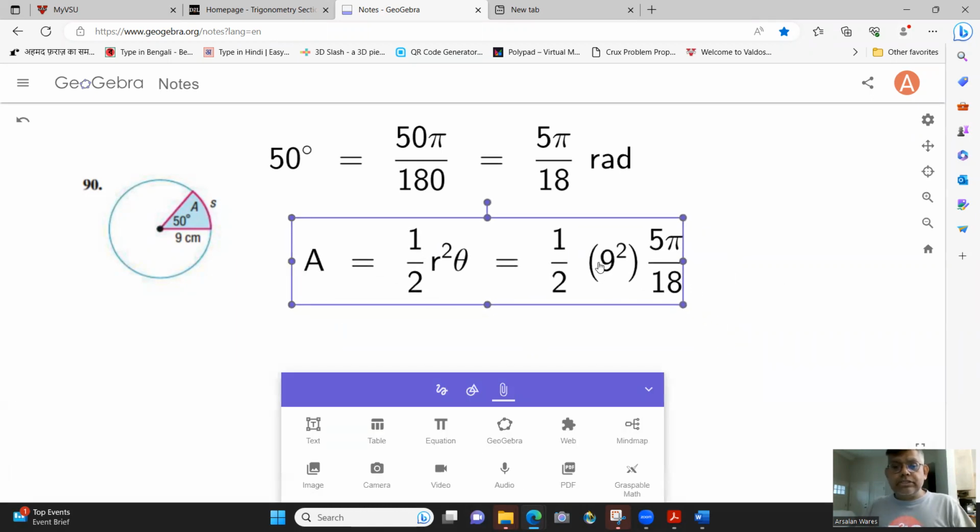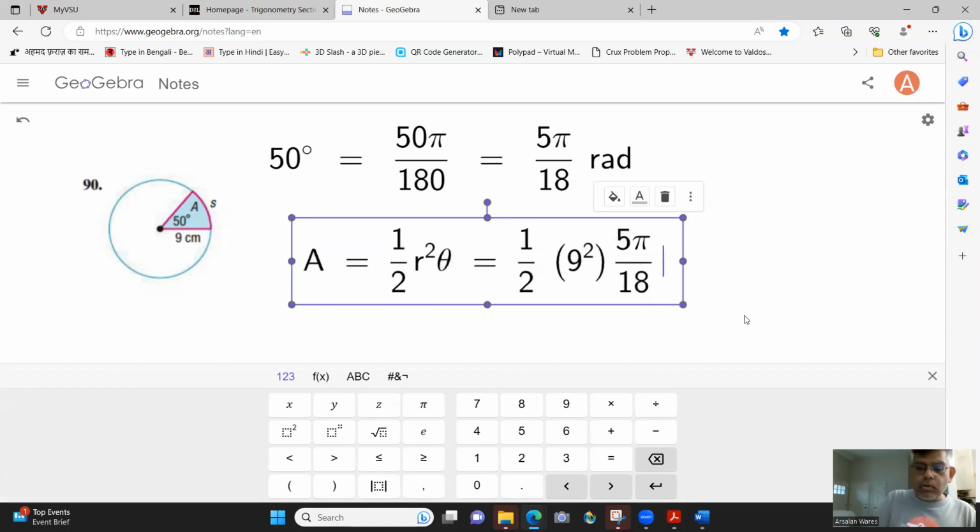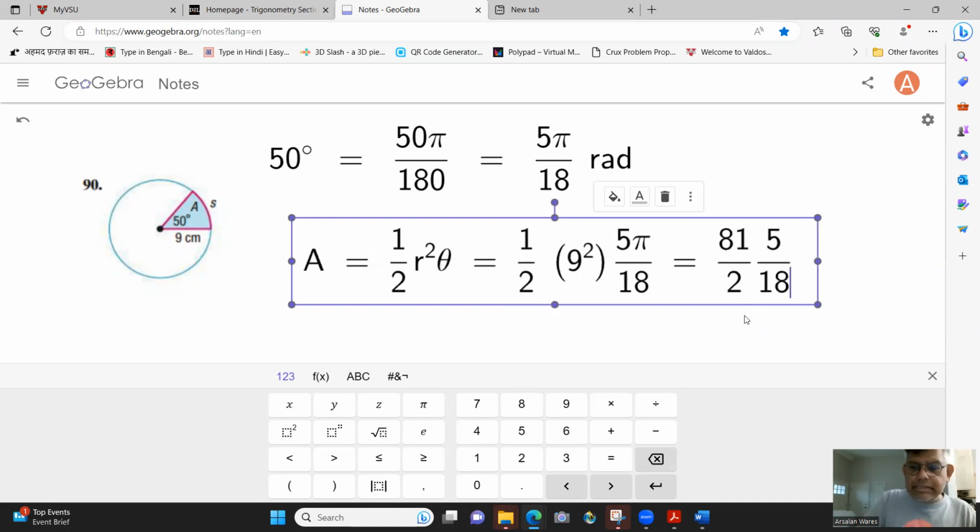Now, it's not bad, but you do have to do a little more work, and I would really encourage you to do it without using a calculator. Okay, 9 squared is 81 divided by 2, and don't forget your 5/18 pi. And if you really want, you can put a little multiplication sign.